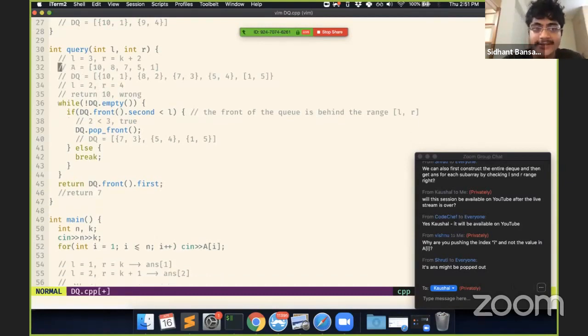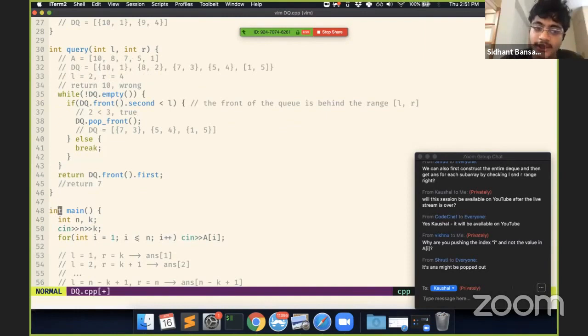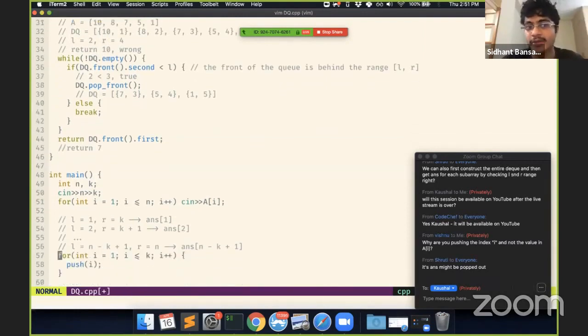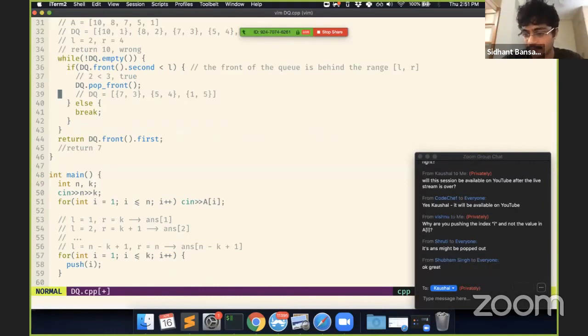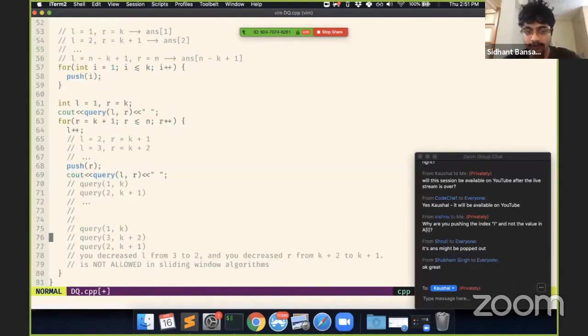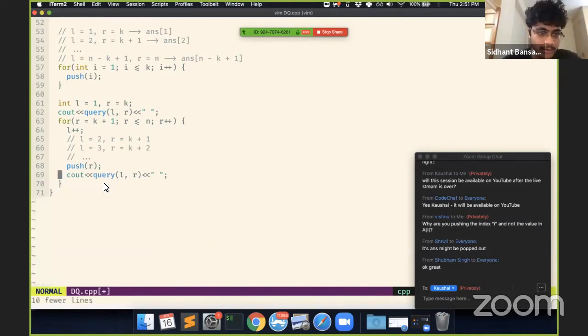So the L's and R's should always be increasing in nature in the sliding window algorithm. Only then does the popping out thing not affect your accuracy. So just keep this in mind that you can't query any arbitrary range you want. You can't be like, I'll query now from 5 to 10, and then in the next iteration, I'll query from 2 to 7, something of that sort. You can't do that. Yep. So let's clean this code slightly.